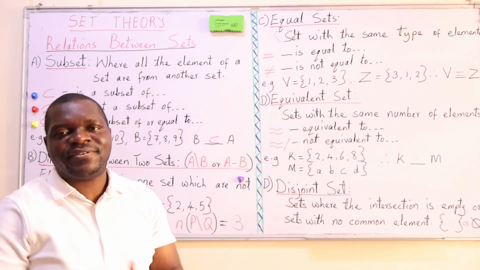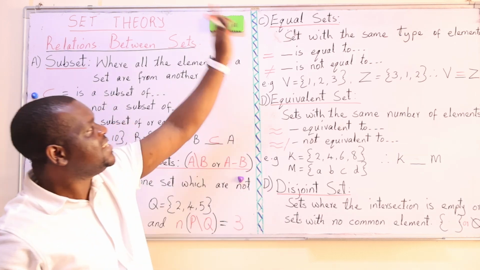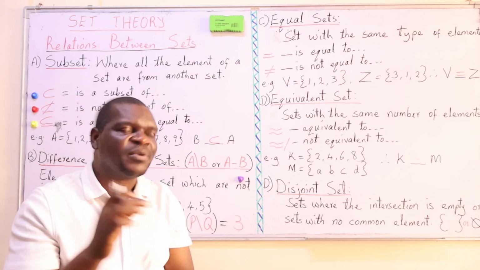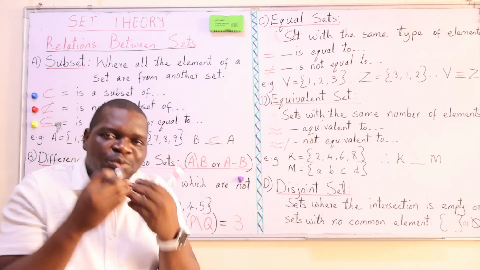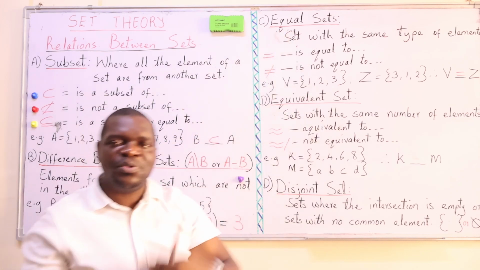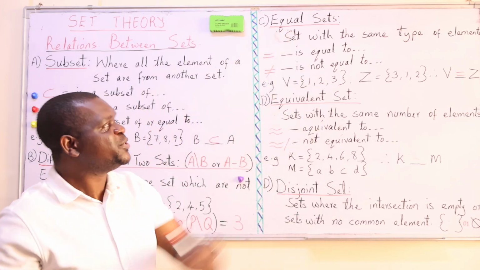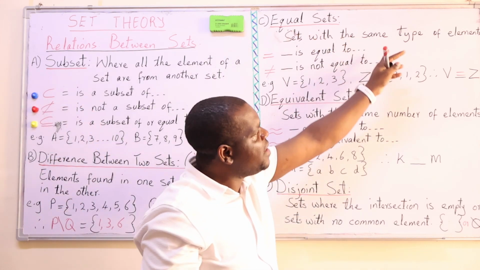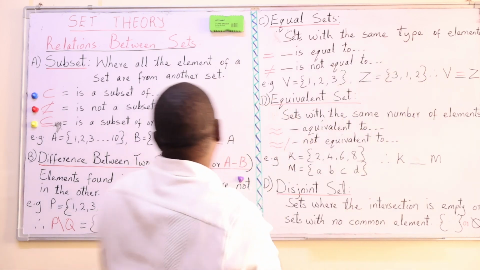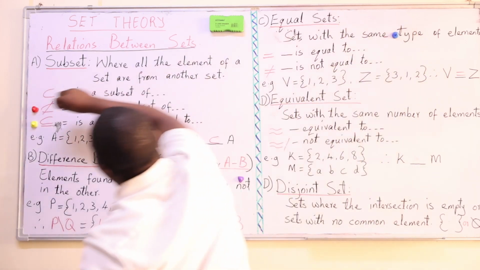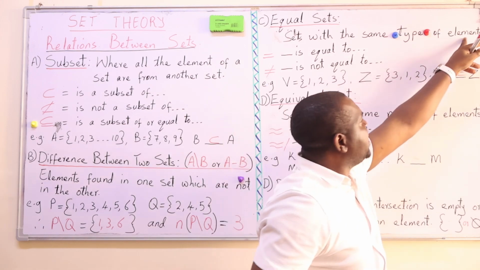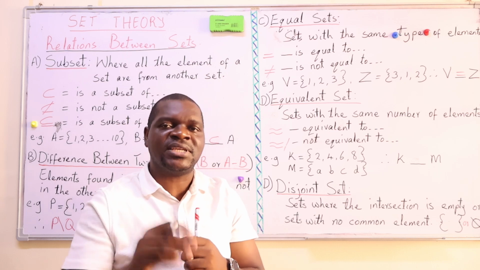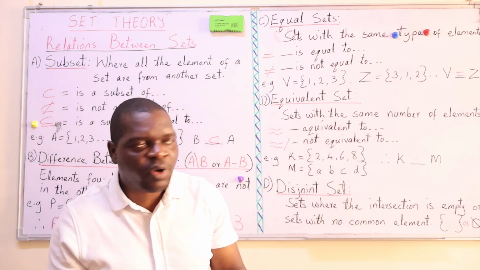The next type of relationship that exists between sets is equal sets. What are equal sets? Be very careful as far as this is concerned. If you do not understand this very well, when you get to the next, you may get confused. So let's look at this together. Equal sets: sets with the same type of elements. I want to highlight this. So when you find a set with the same type of element in both, these are equal sets.